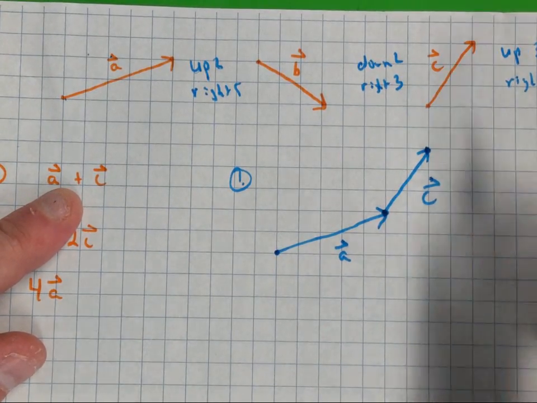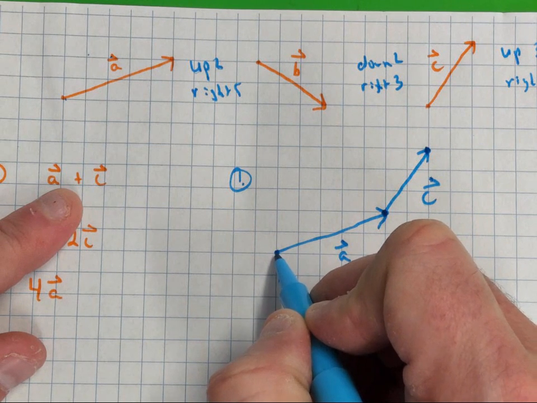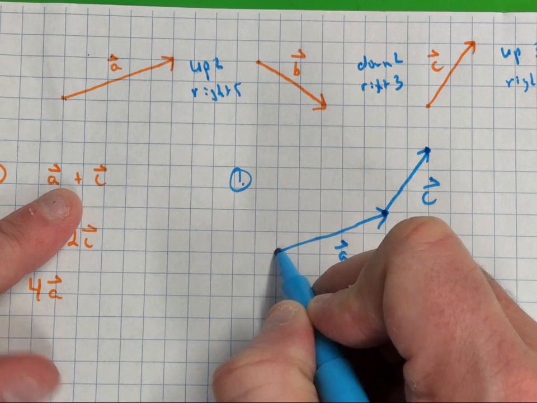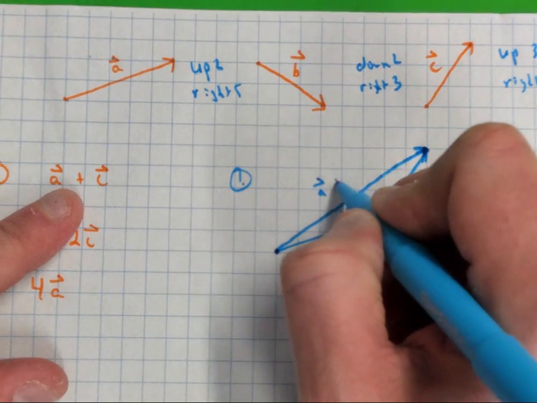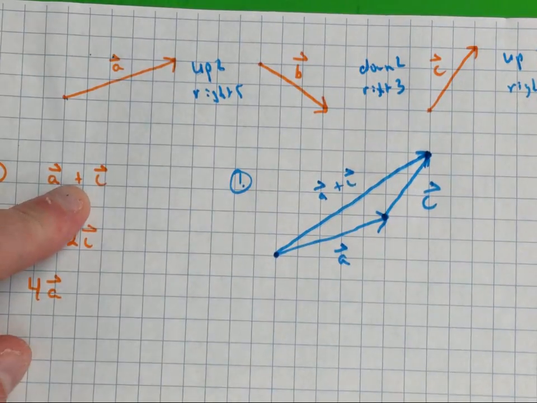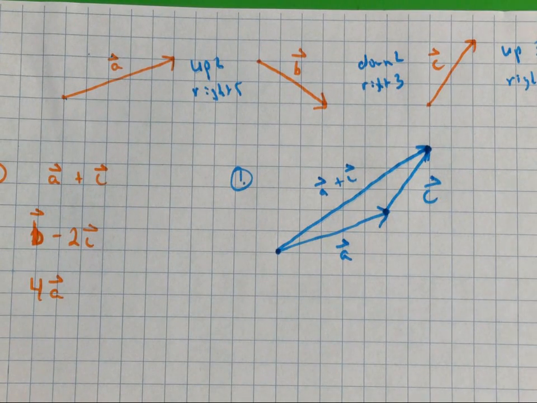My answer is the resultant from the tail of the first one to the head of the second one. Is this the head or tail? That's the tail. Tail to the head of the second one. And that represents my solution right there. Vector A plus vector C. Are there any questions on that?